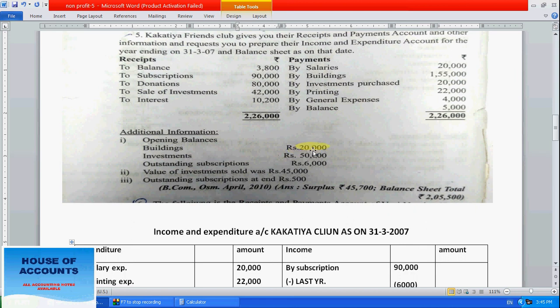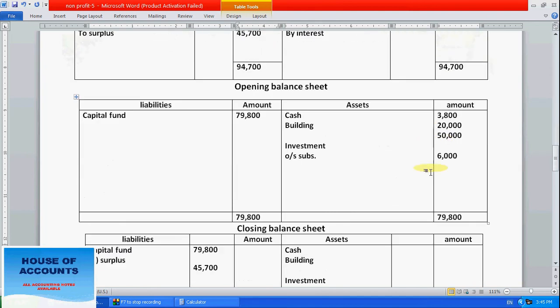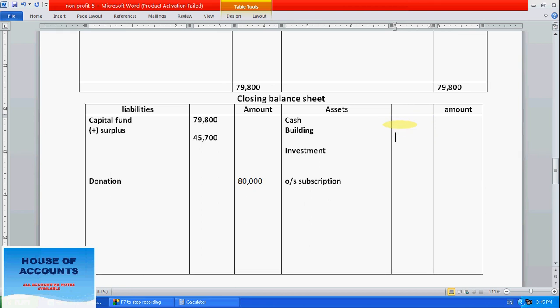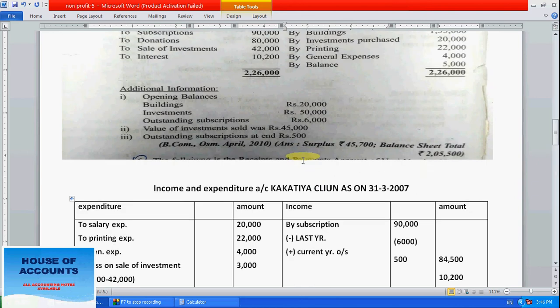We have not sold this building. Okay, so building how much? 1,55,000, and opening building 20,000. So overall right here building is 20,000 opening, plus purchase, how much? 1,55,000. Okay, this is the purchase of building.